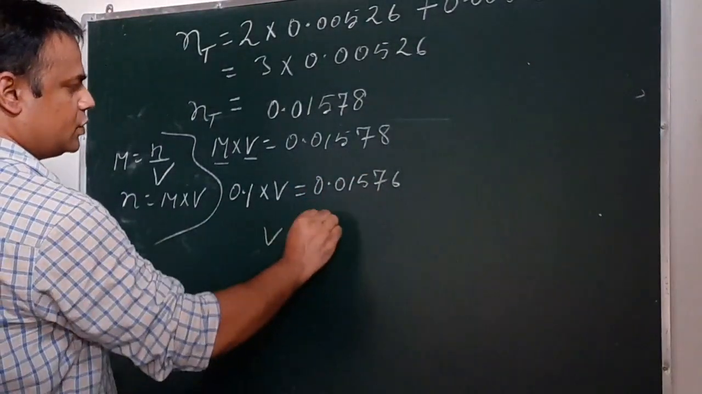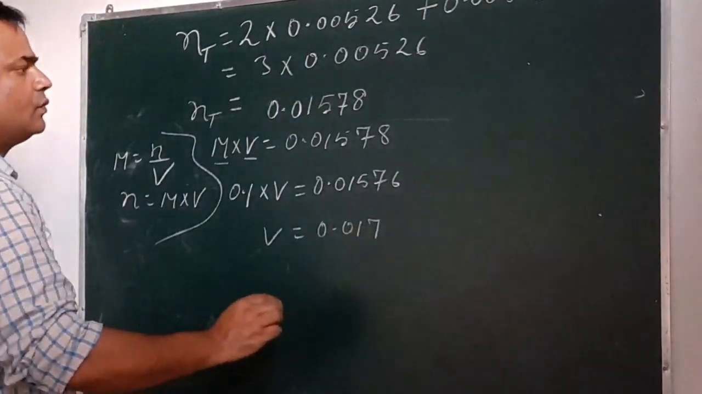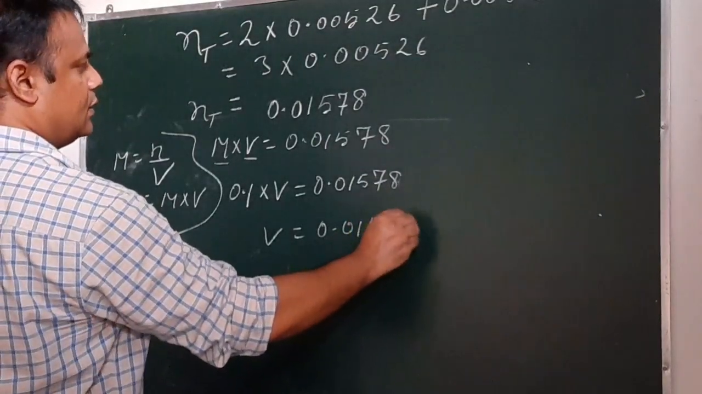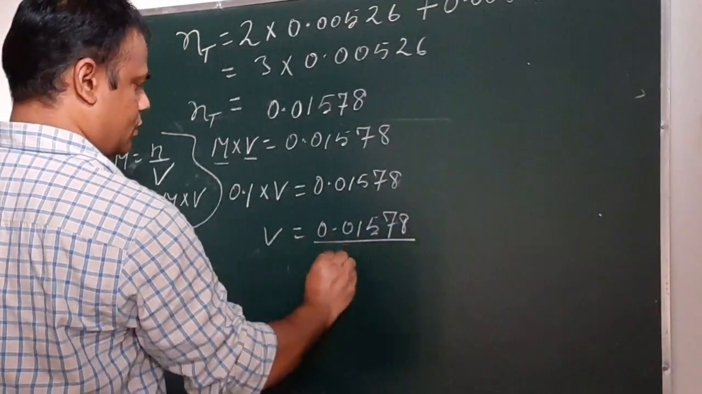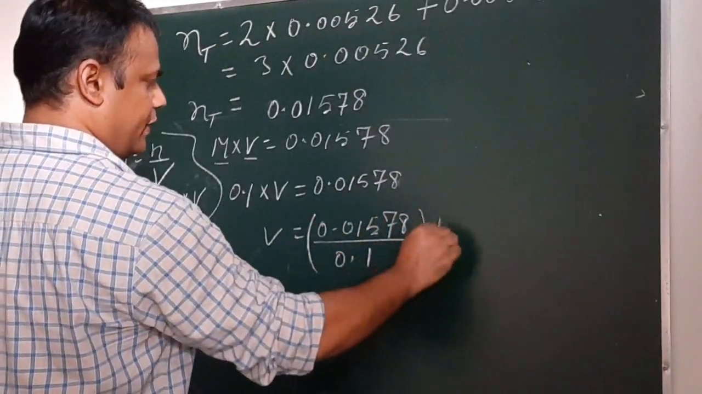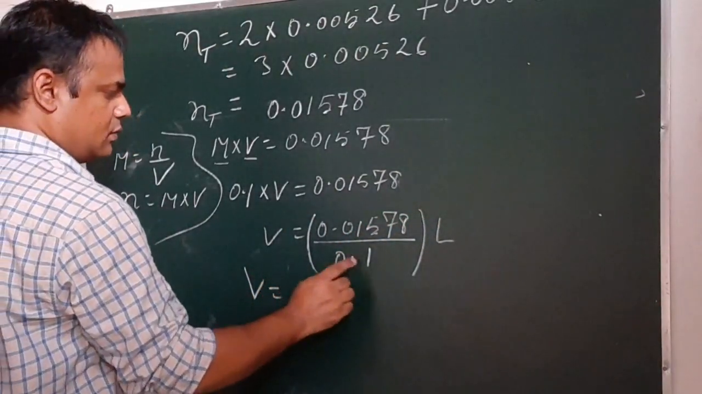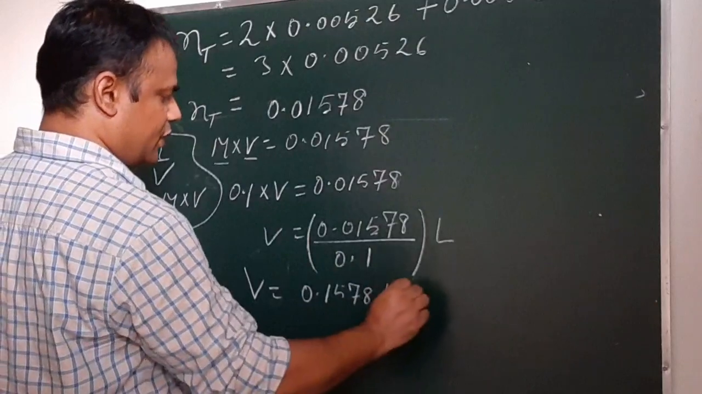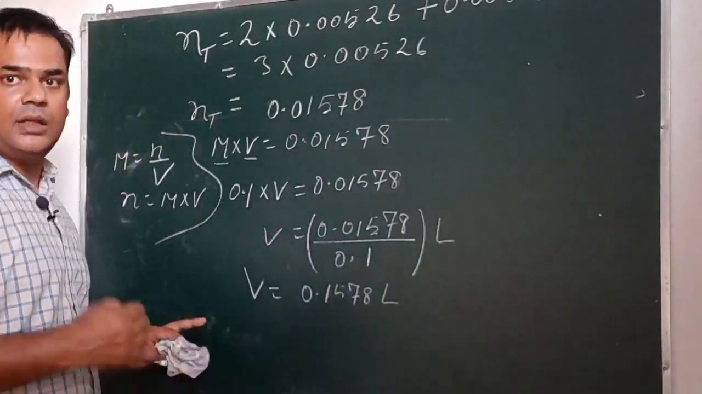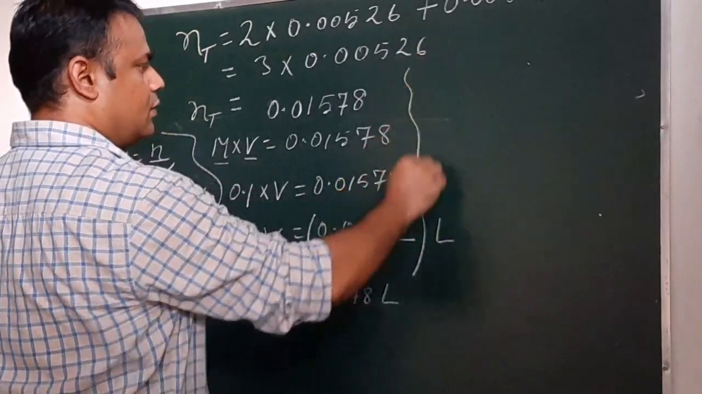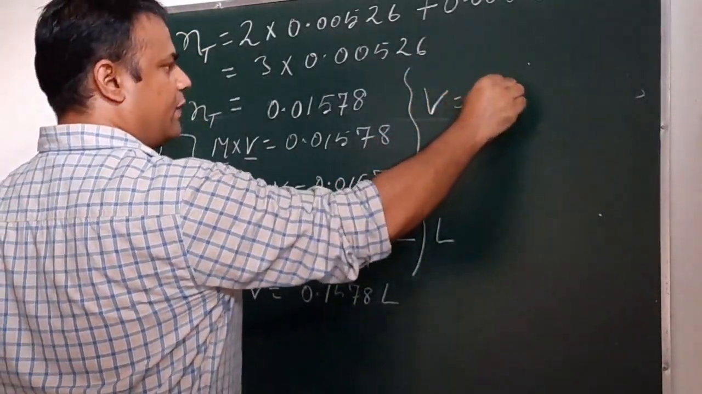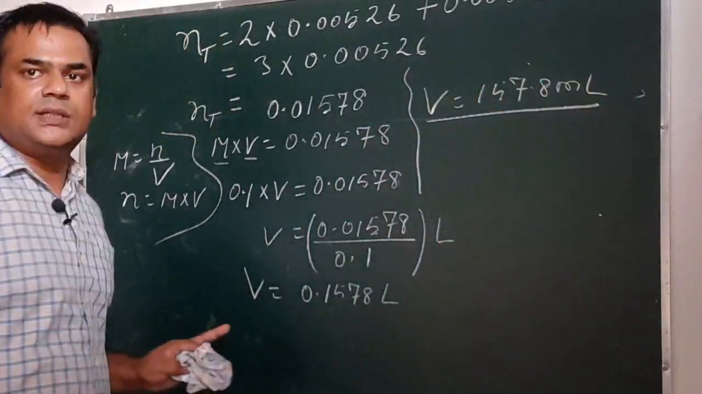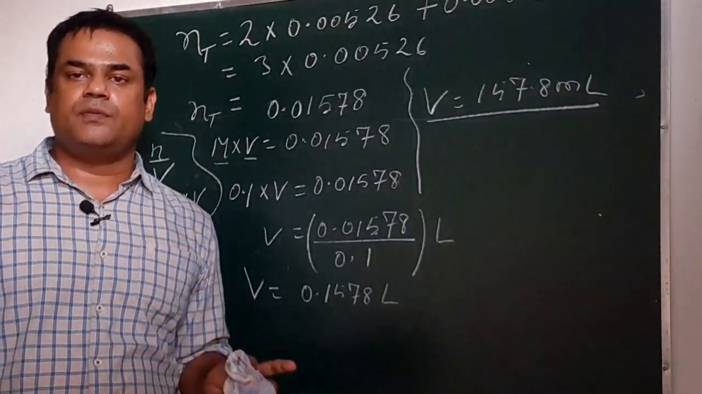From here V will be equal to 0.1578 divided by 0.1, and this whole value will be in liter. So V equals 0.1578 liter. To convert into ml, we need to multiply it by 1000. So we can write volume V equal to 157.8 ml. So this will be the volume of HCl required to completely neutralize 1 gram mixture of sodium carbonate and sodium bicarbonate.